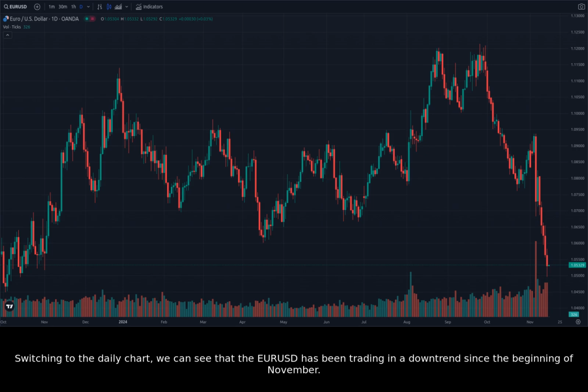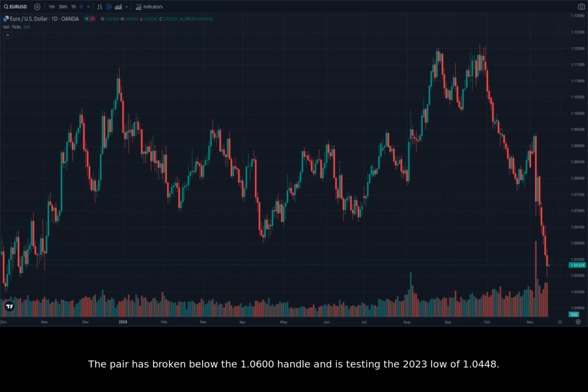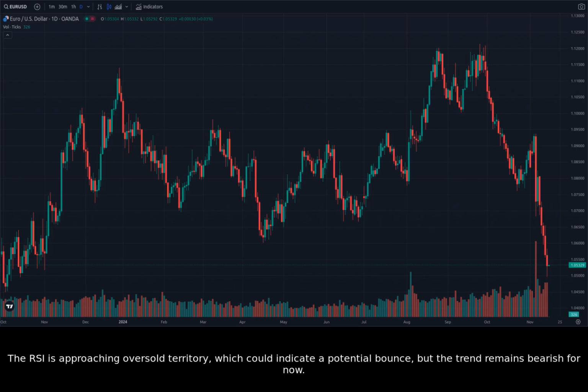Switching to the daily chart, we can see that the EURUSD has been trading in a downtrend since the beginning of November. The pair has broken below the 1.0600 handle and is testing the 2023 low of 1.0448. This break of the 1.0600 handle signals a bearish continuation. The RSI is approaching oversold territory, which could indicate a potential bounce, but the trend remains bearish for now.